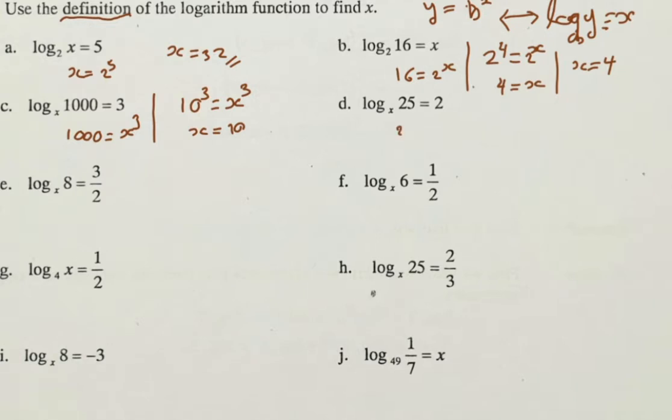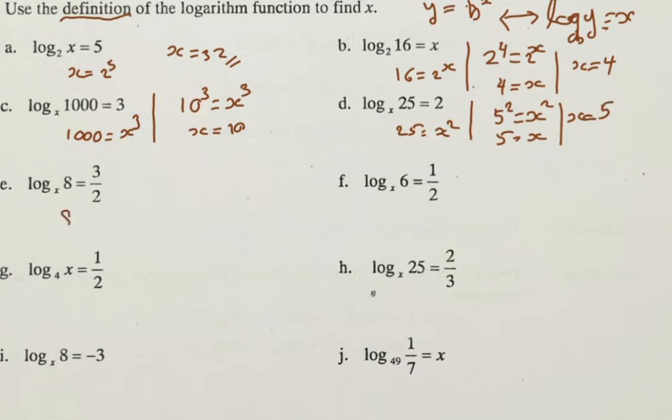D, 25 is equal to x to the power 2. This is the same as C. Try to make the left hand side power 2. You easily see that this is 5 squared. 5 squared is x squared. Therefore, 5 is x. x is 5.